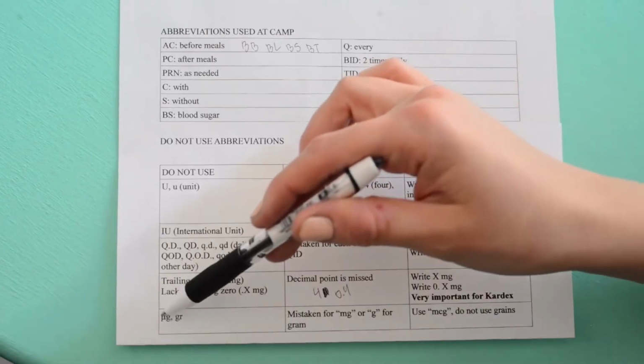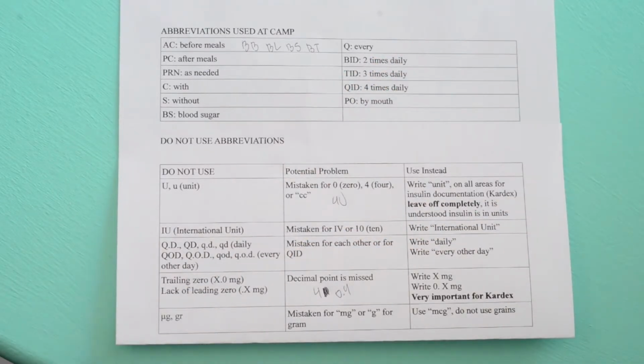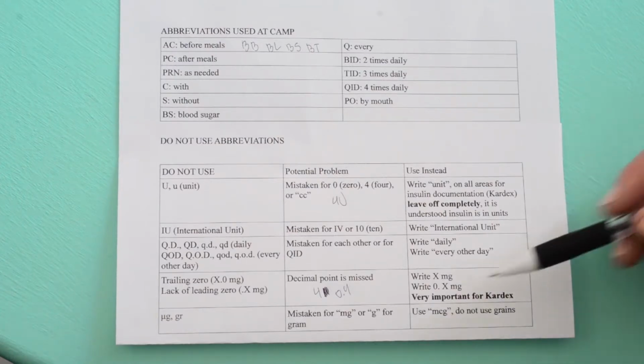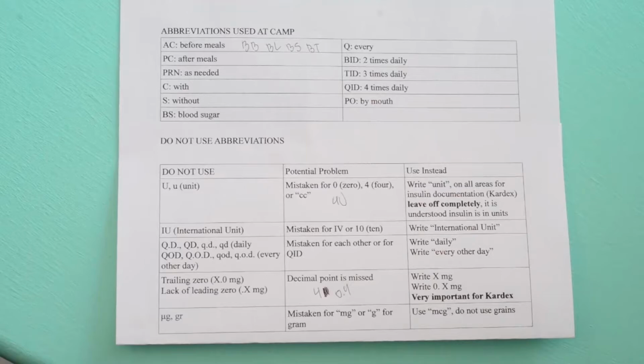The last one I'll talk about are mg or grains. These get mistaken all the time, and it's been standard of care for a long time to write mcg for micrograms, and please do not use grains. Write out the milligrams or the micrograms for that medication, never in grains.